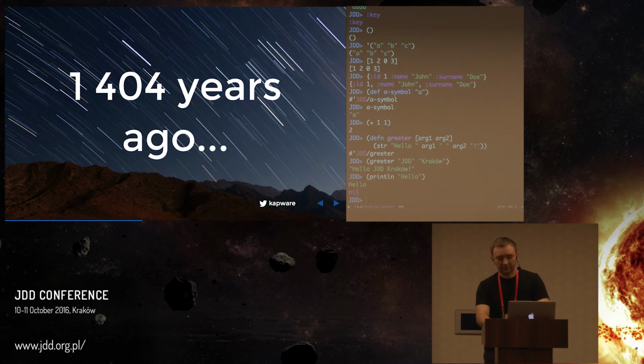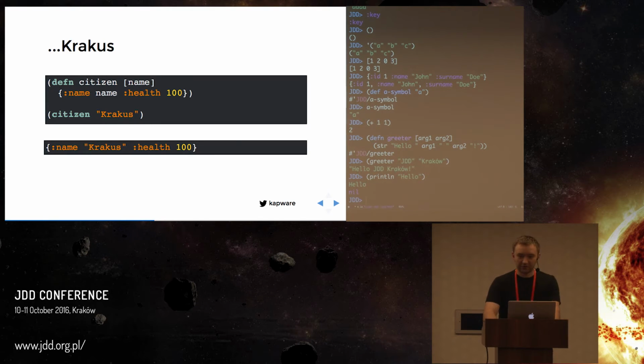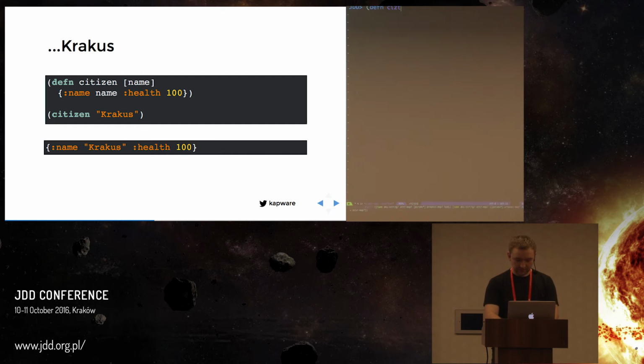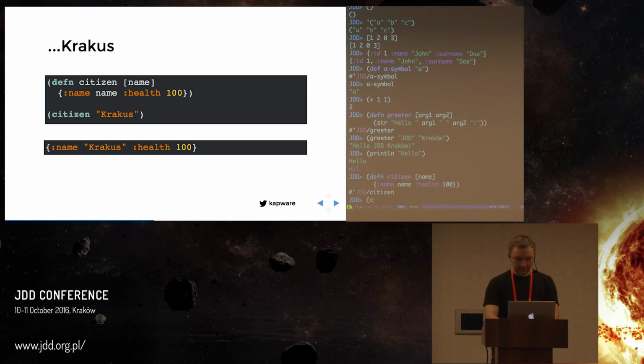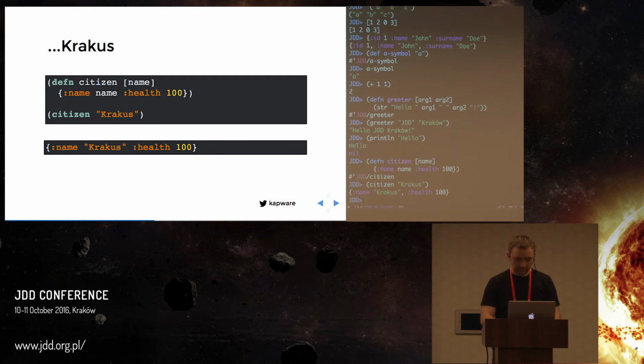And our story begins ages ago, where there lived a king. As you would imagine, the king was called Krakus. Well, first, he was a citizen, so let's define a citizen abstraction. And we're going to return a map with key name. And, well, every citizen is healthy, so I'm assuming that health is constant. And therefore, we can write citizen Krakus. There it goes.